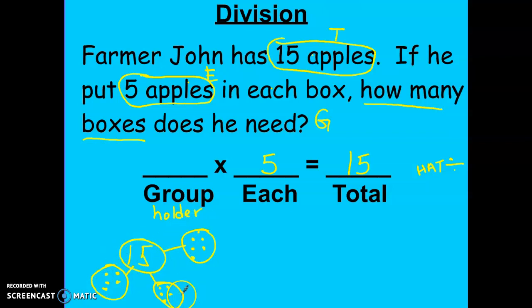So this is called a spaceship because you have all these little circles sticking out. And 1, 2, 3, that means I have 3 groups. 3 times 5 equals 15. I know that is the correct answer.